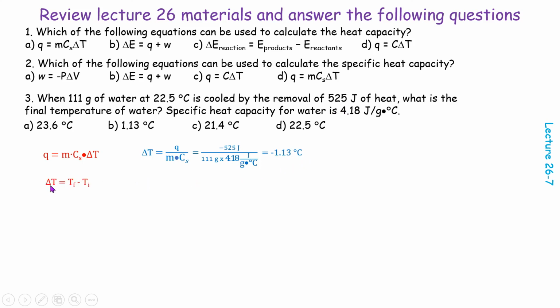We have another key equation for calculating delta T though. Delta T equals Tf minus Ti. And from this key equation, we should be able to find Tf equals delta T plus Ti. Delta T is negative 1.13, and Ti, the initial temperature of water, is 22.5. That should give us, after taking care of the sig figs, 21.4 degrees Celsius, and C should be the correct answer.